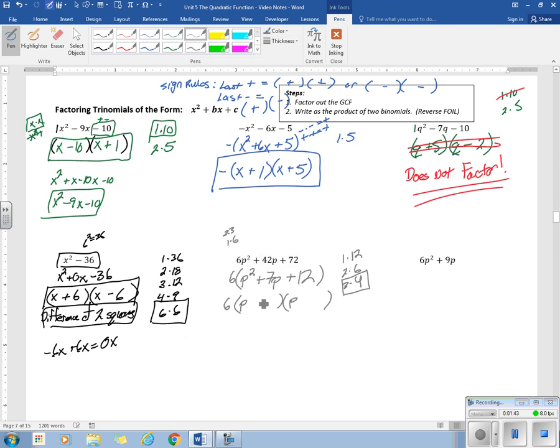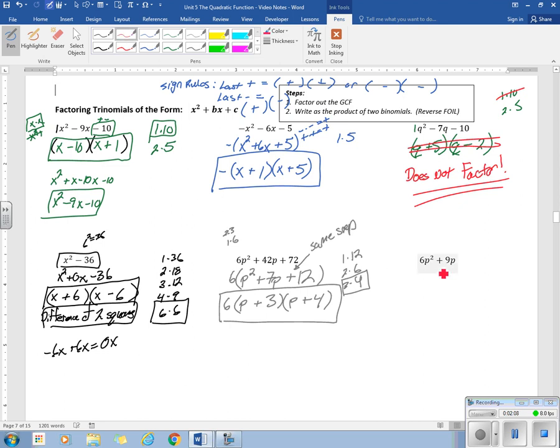Knowing the last one's positive, that tells us we're going to use the same sign for both factors. Since the middle's positive, that means they both need to be positive. So we go plus, plus, and then 3 and 4. That gives me 4p on the outside, 3p on the inside, which add up to get 7p in the middle. So very nice.